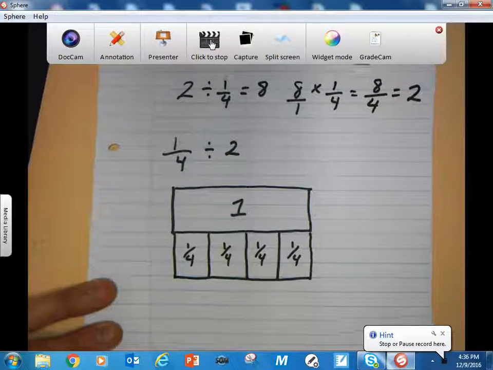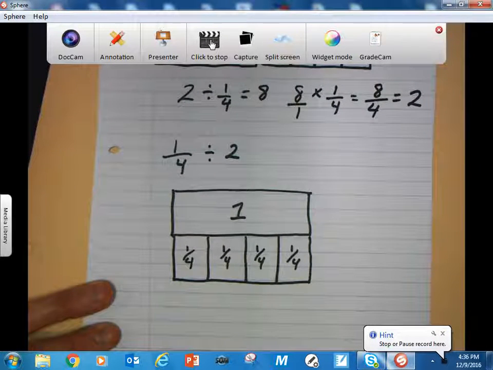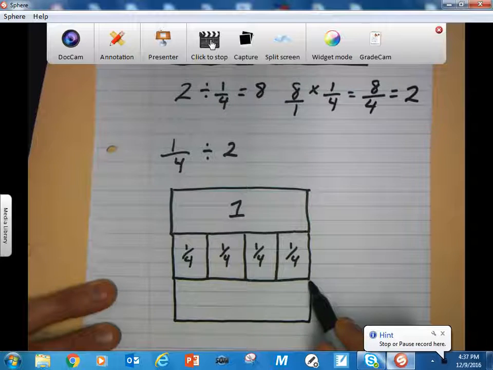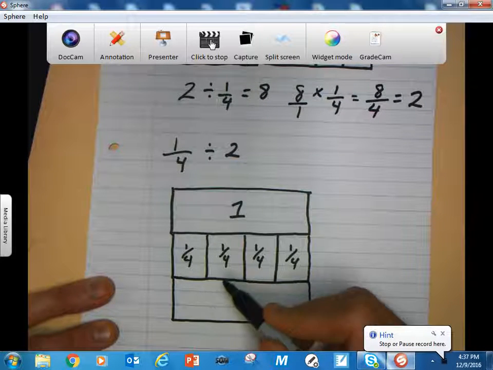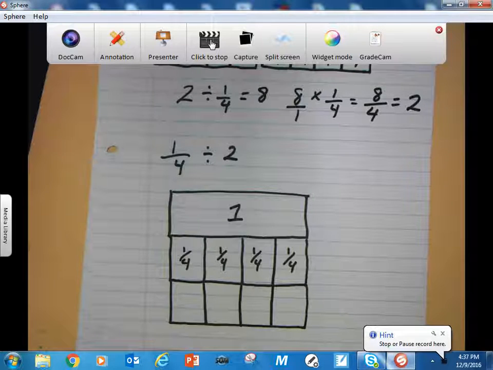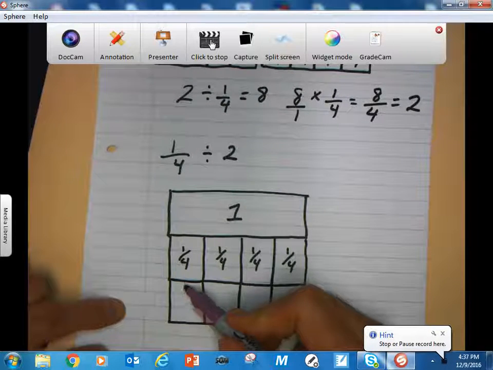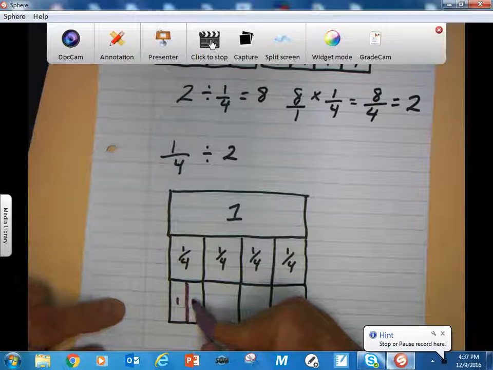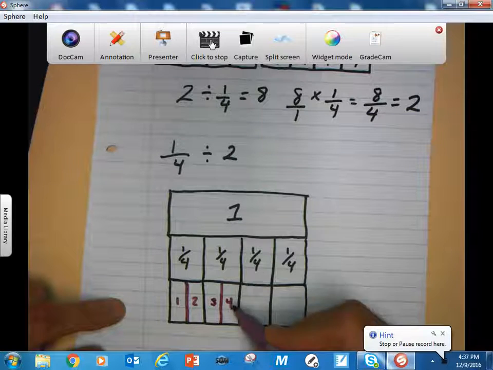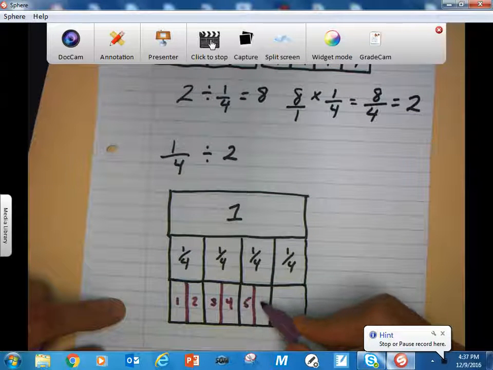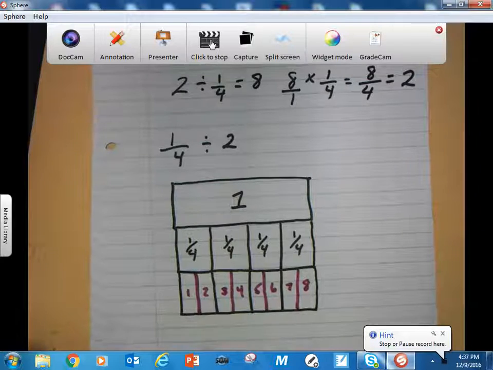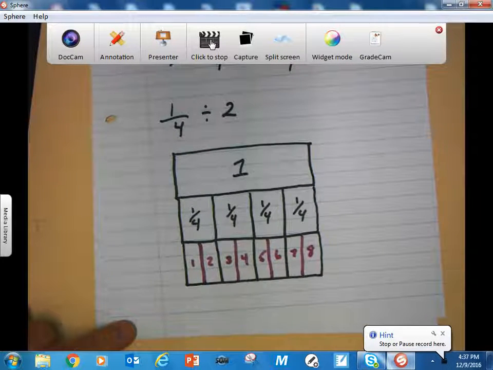So the question is, what is 1/4 divided by 2? Well, if I make another box here, and I turn each fourth into 2 more boxes, I'll have 1, 2, turn another fourth into a half, another 2 boxes, another, I could have, if I keep counting, 3, 4, 5, 6, 7, 8. So I'm going to have 8 different parts.